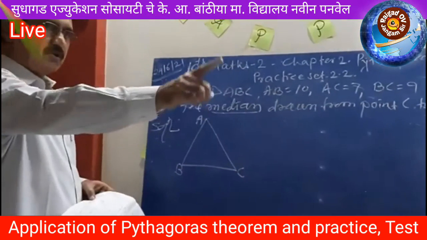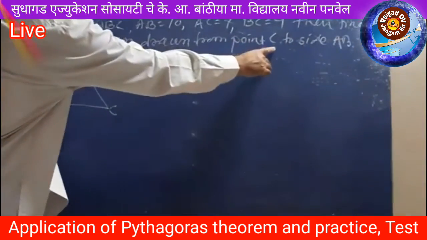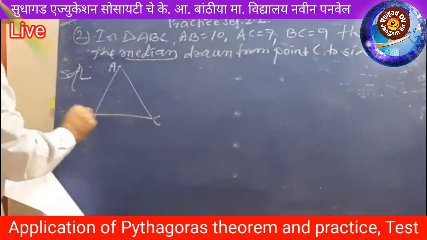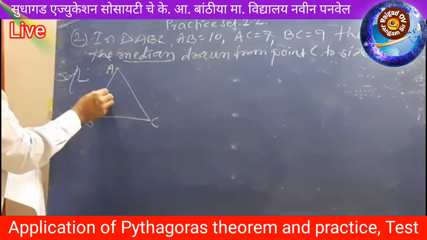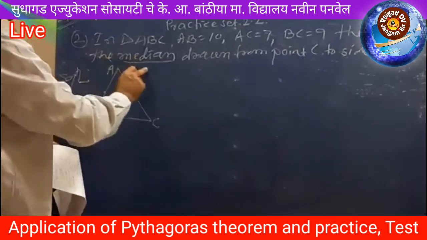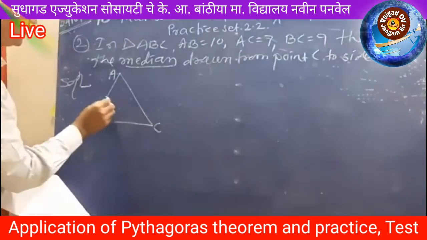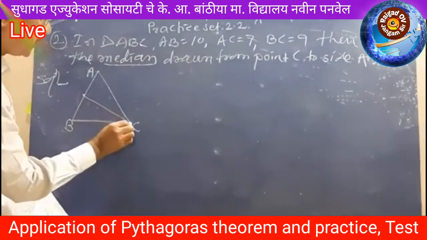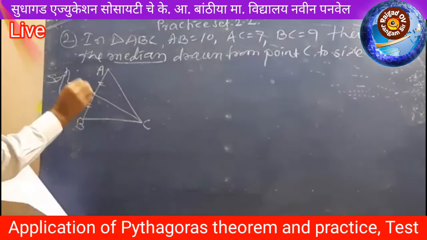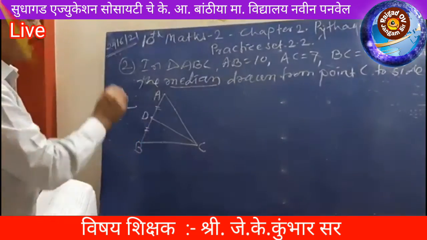Can you tell me what is Apollonius theorem? Yes, you are correct, Chaya. Here, point D is the midpoint of side AB. Where is AB? Here is AB. The median is drawn from point C to side AB. This is our median. Here is point D. D is the midpoint. That means AD is congruent to BD. This is the sign of congruent.